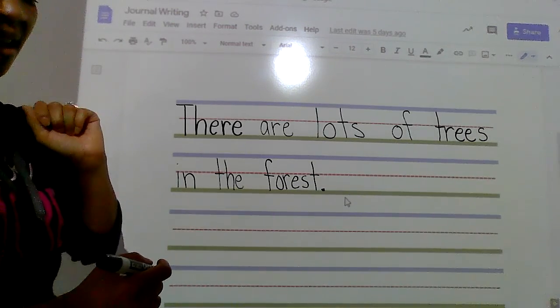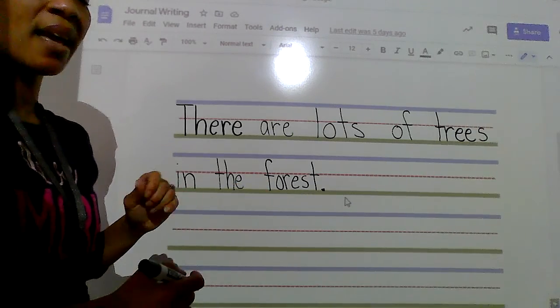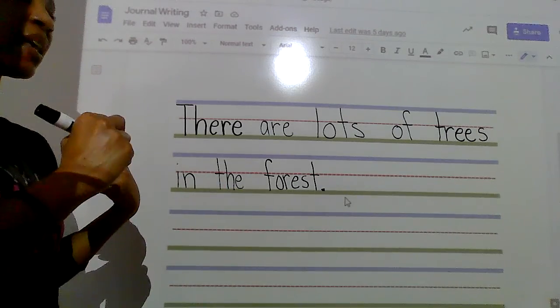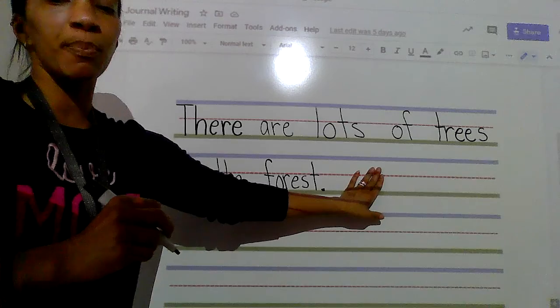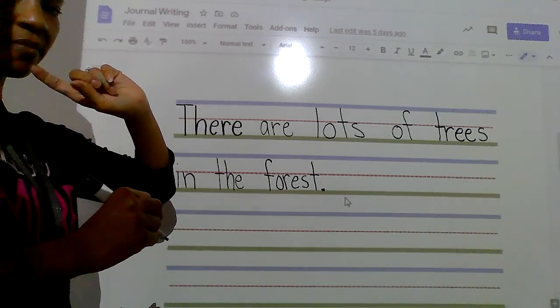Time for my second sentence. So I'm going to talk about the forest. Forest is a noun. It names a place. I need a pronoun to replace my noun forest. So instead of writing forest again, I'm going to use a pronoun. What pronoun can I use to replace forest?